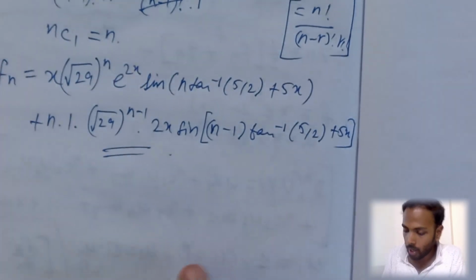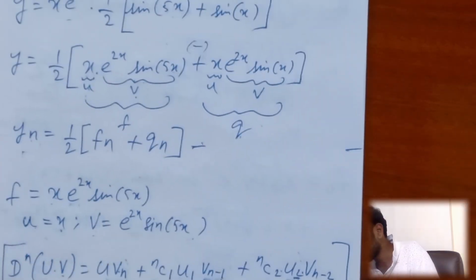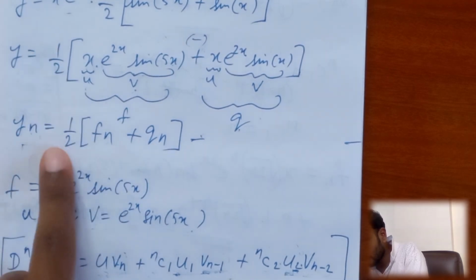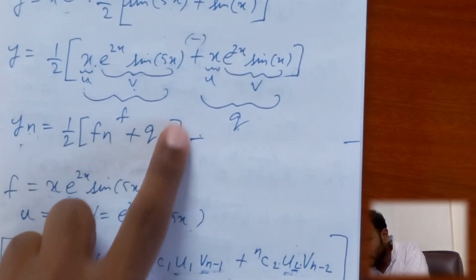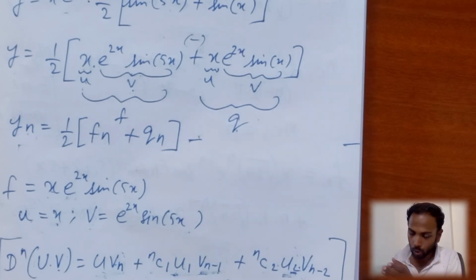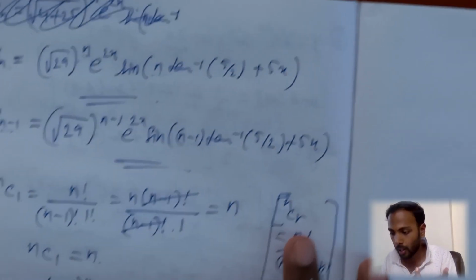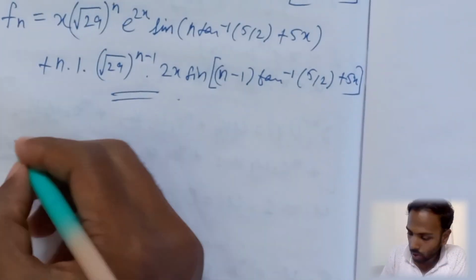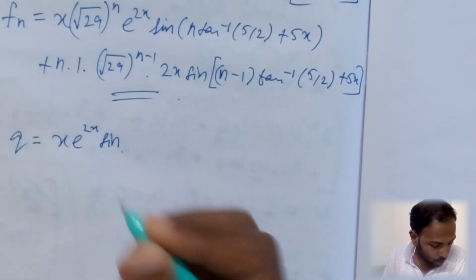Now the sum is not over, because we have to also find Qn. See here, Yn would be 1 by 2 into Fn plus Qn. Fn we have found now; Qn also we have to find. That I'm giving you as an assignment, because that would take too long. But I will solve it partially, the second half you can do, and then the final answer I'll write here. Don't worry. So Q is nothing but this.